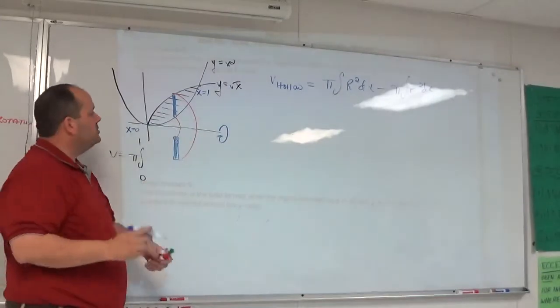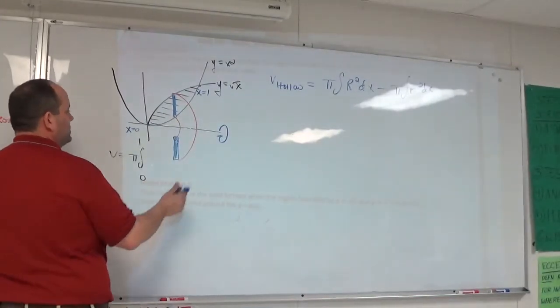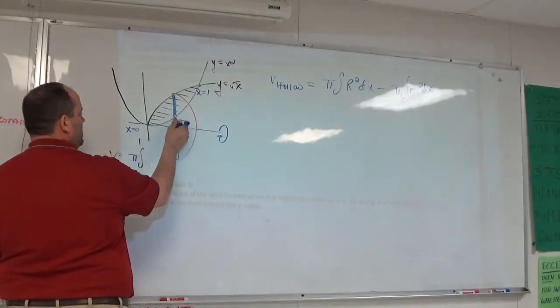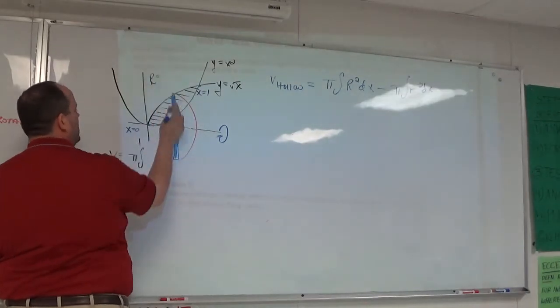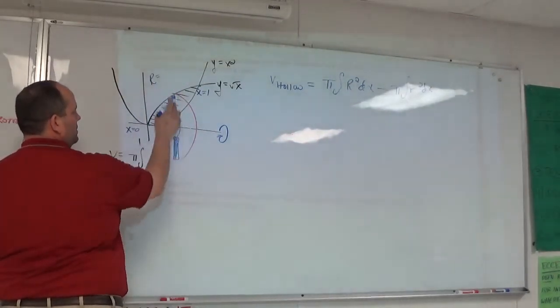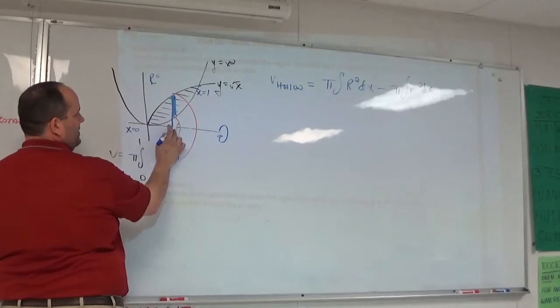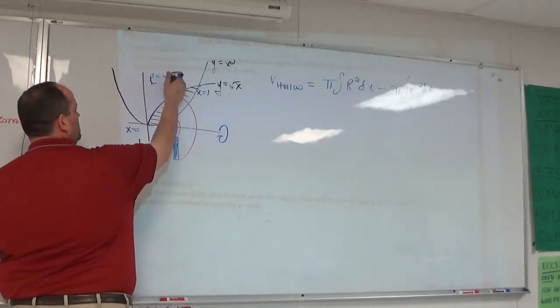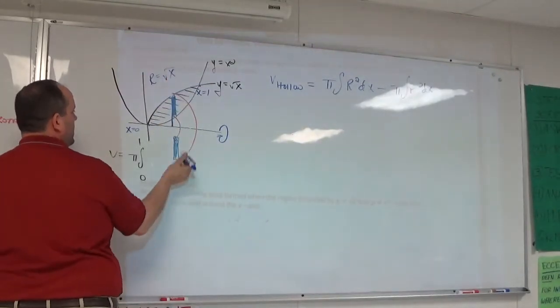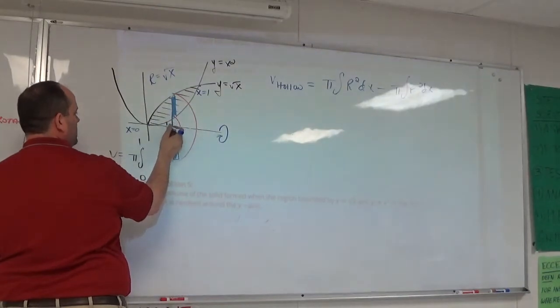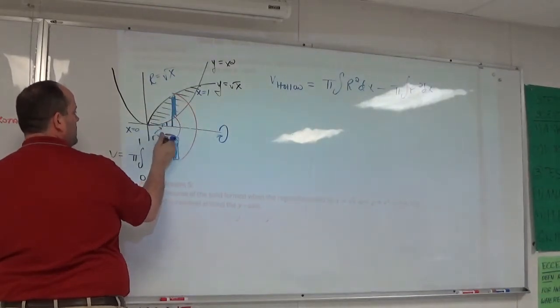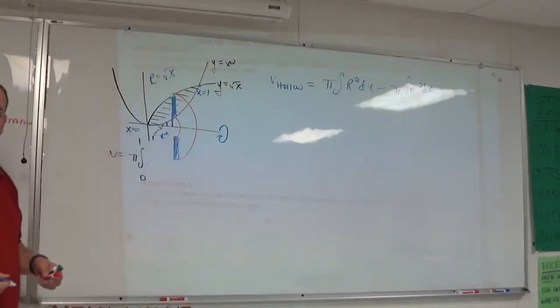Yeah. So tell me about the big radius, which starts right here and goes all the way up to the curve. How long is that big radius? Starting on the axis, goes to the square root of x. Square root of x. How long is the small radius? X squared. The radius is x squared.